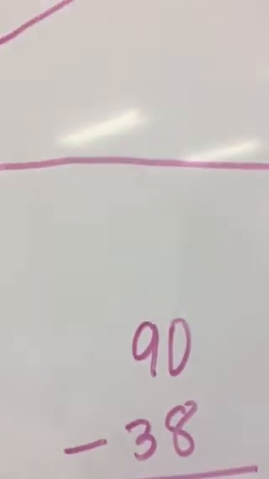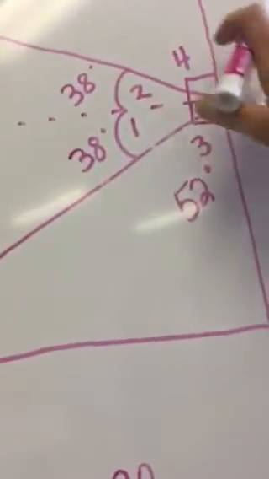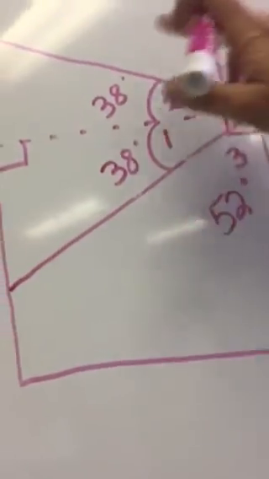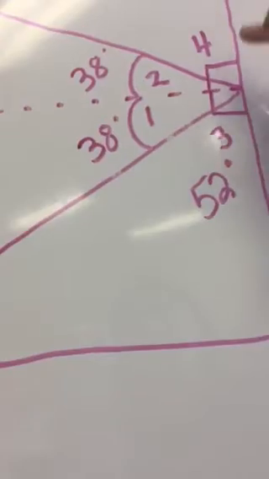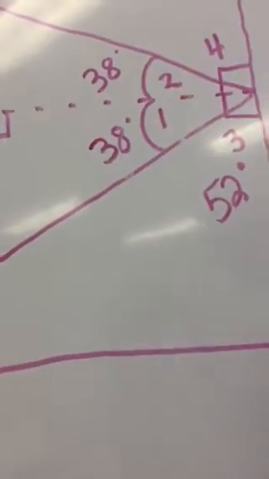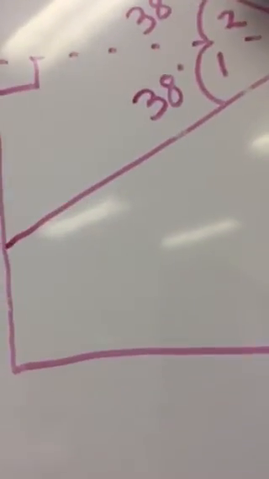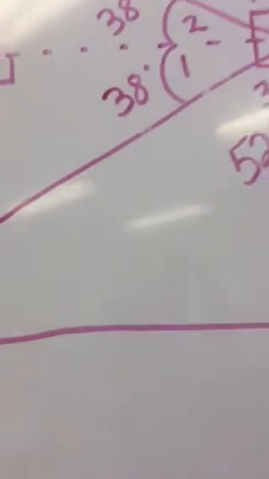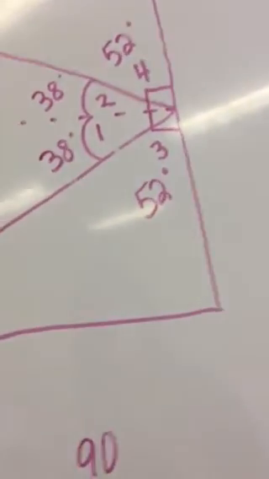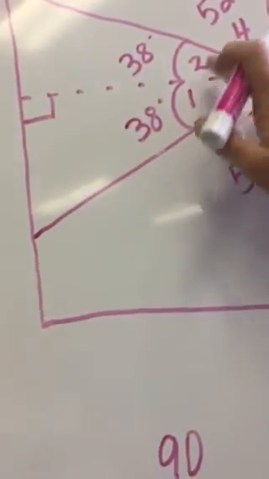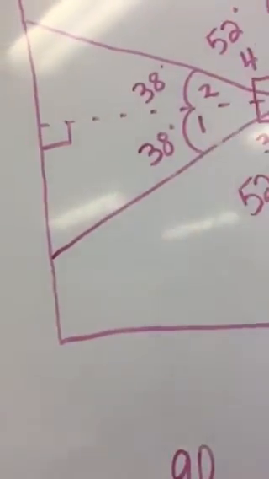And the top two angles are going to work the same. They make a 90-degree angle. So 38 plus angle 4 is going to equal 90 degrees. So if we say 90 degrees minus 38 degrees, we're going to get 52 degrees. Let me check my math. Yes, we're good. So now we have answered the question. We have the measures of angles 1, 2, 3, and 4.